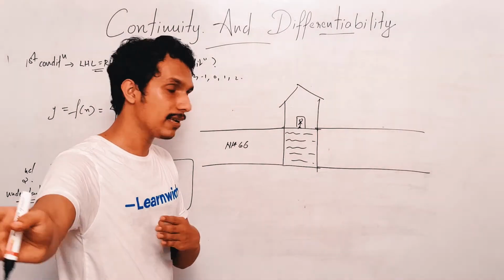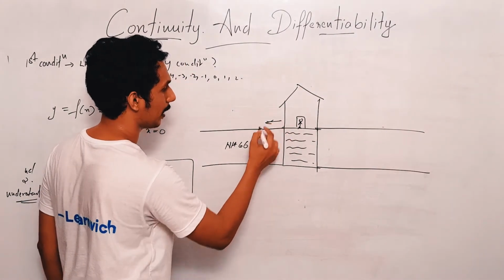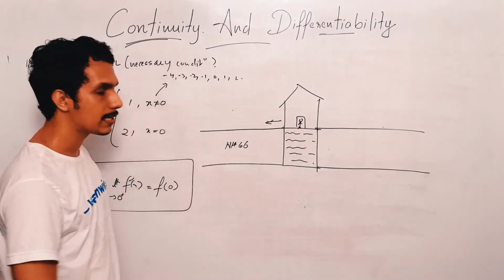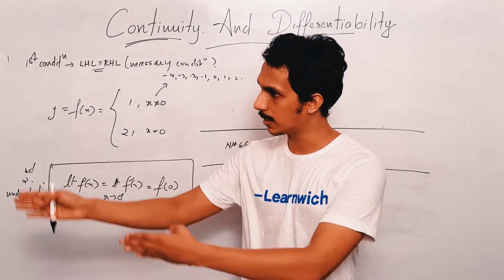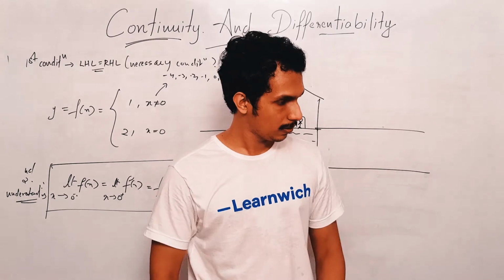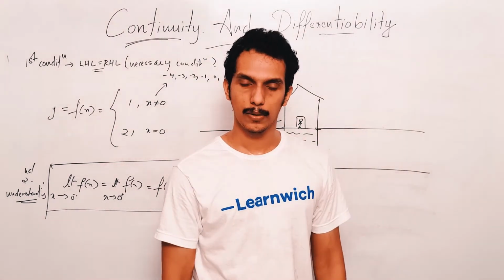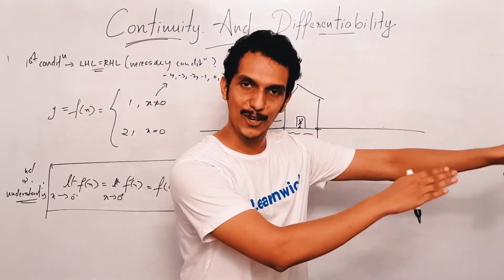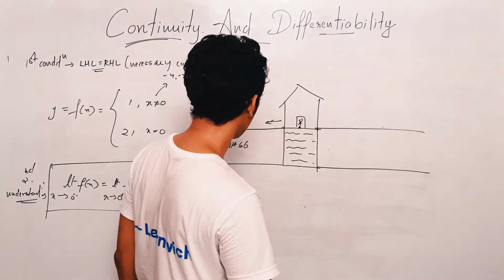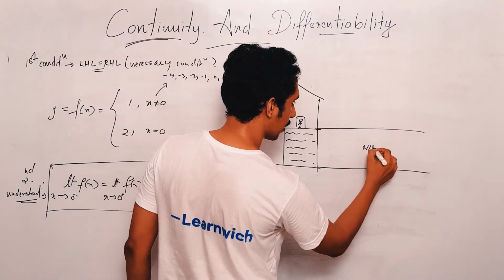Towards the right side of his house, it is NH66. When he is getting out of his house and looking to the right, it is NH66. Towards the left also, it is NH66. If he wants to go to the right, it is NH66. Towards the left also, it is NH66.